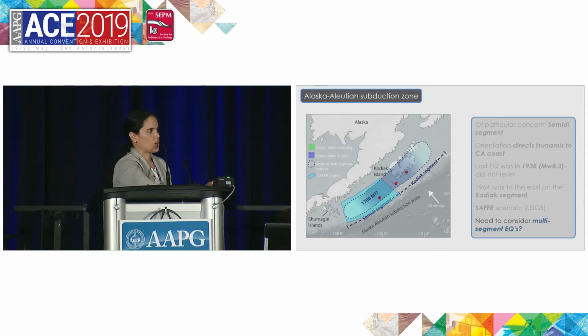However, based on the work that we've been doing, we've found evidence of ruptures that correlate between sites that span this boundary between the 1964 and 1938 ruptures. So our big question here is, do we need to consider multi-segment earthquakes that would obviously create a much bigger rupture, which would create bigger problems in far-field areas?